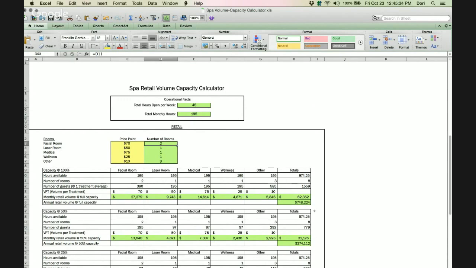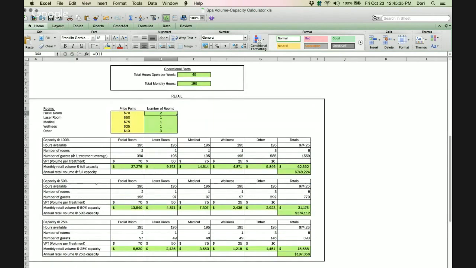Now look at the exciting part here. Operating at 50% capacity, you can generate another 748,000 in retail if you focus on every client spending this much money with you in the spa before they leave. At a 50% capacity, you'll make another 374,000. And at 25% capacity, you can still make almost 200,000 just from retail.